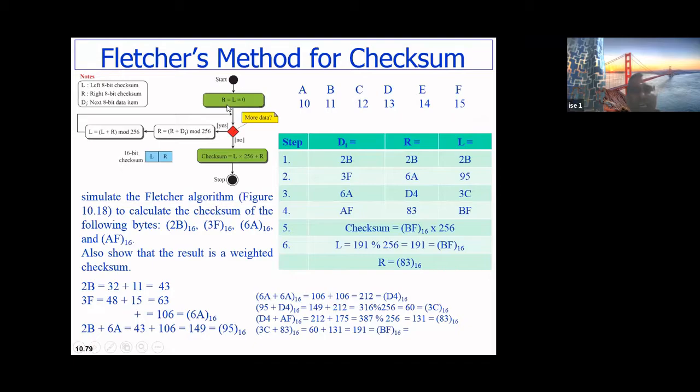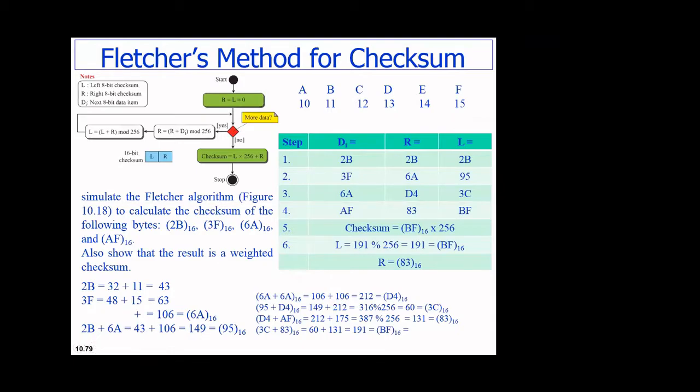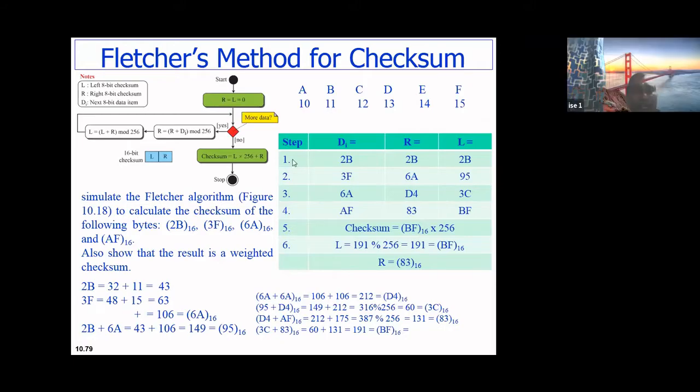So initially R is equal to 0 and L is equal to 0. So here R is equal to 0, L is equal to 0. Have you understood? Now in the first step, step 1, I'll be applying more data. Yes, data is there because I have 4 sets of data. So I'll take D1.